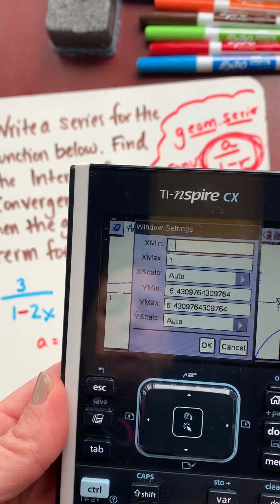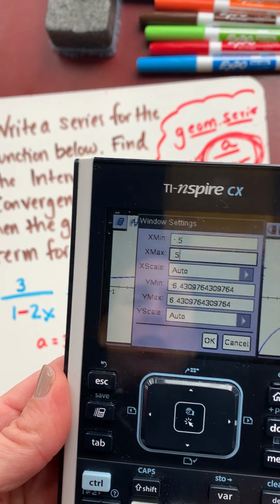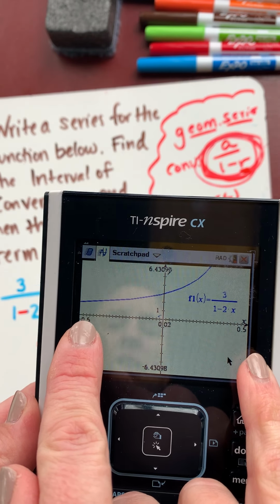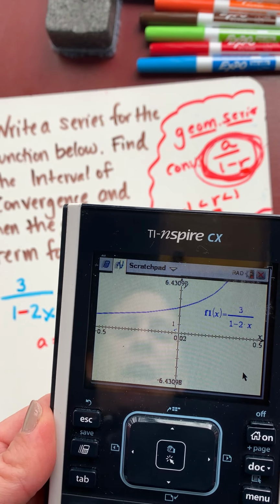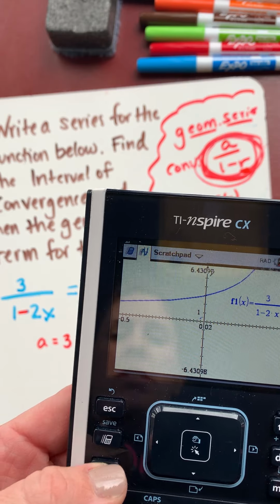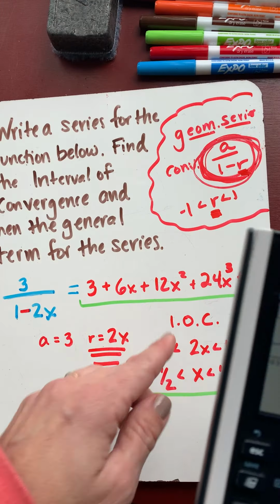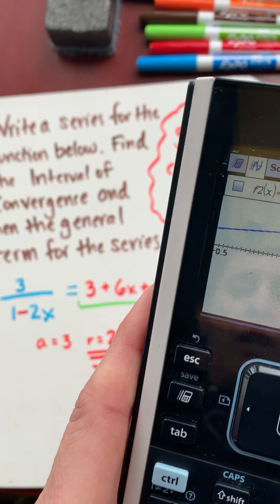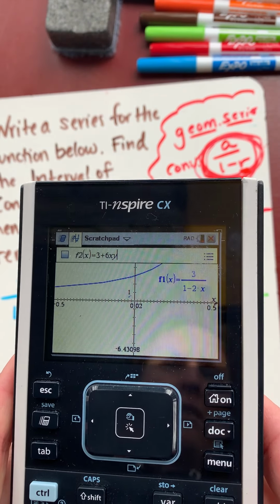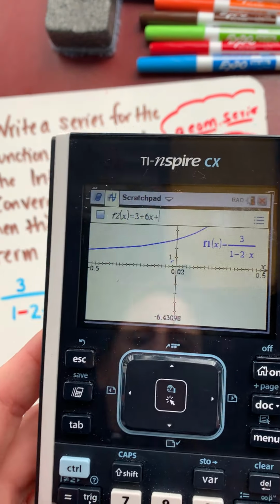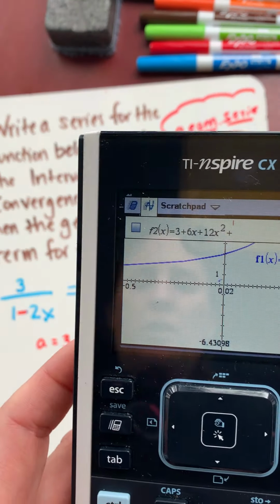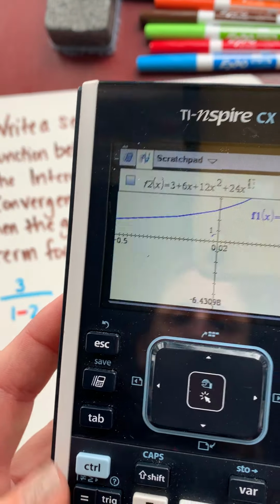I'm going to let my x-min be negative 0.5 and my x-max be positive a half. So I'm only looking at the space that I want, where this will converge. And let's do it. So let's press tab and let's get ourselves a bunch of terms of the series. So 3 plus 6x plus 12x squared plus 24x to the third.